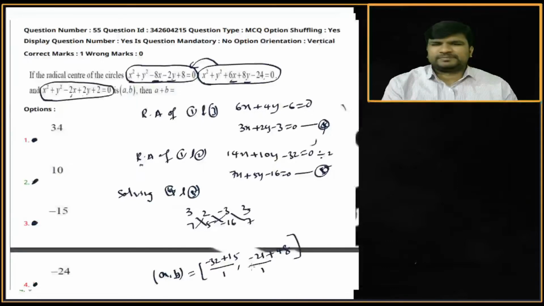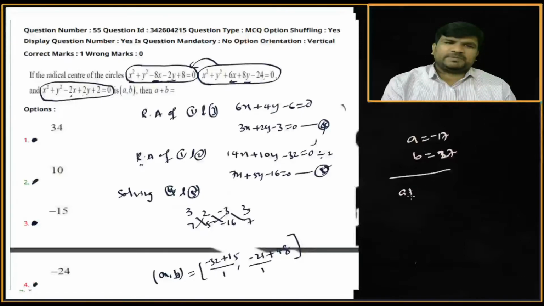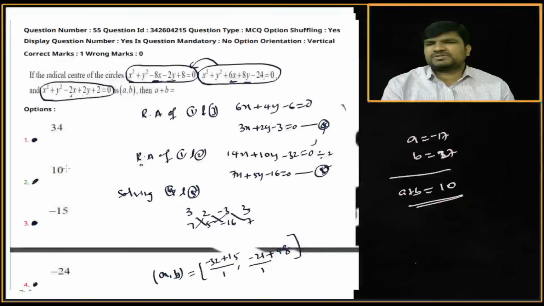So our A is how much? A equals minus 17 and B equals 48 minus 21, which is 27. Now A plus B is 27 minus 17, which is 10. Therefore, the value of A plus B is 10. So the second option is the right option.